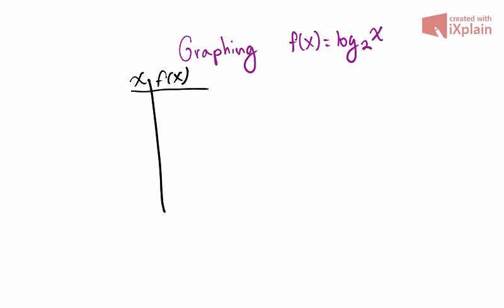So obviously I know I'm going to have a vertical asymptote at x equals 0. I know that for a fact. I also know that the domain is from 0 to infinity, and I know the range is all real numbers. We're going to see here why in a minute.